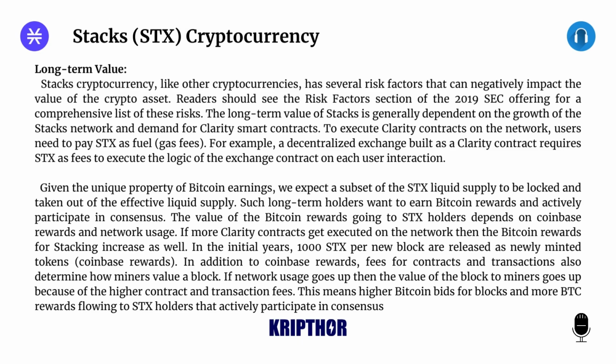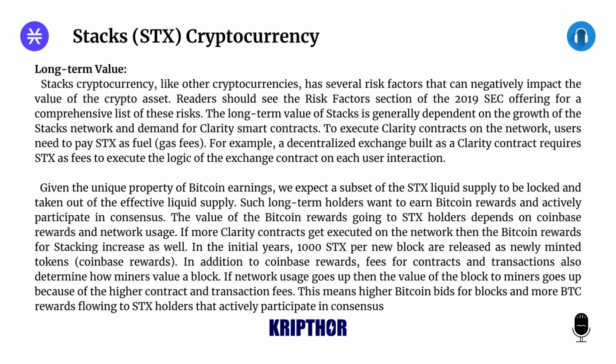Given the unique property of Bitcoin earnings, we expect a subset of the STX liquid supply to be locked and taken out of the effective liquid supply. Such long-term holders want to earn Bitcoin rewards and actively participate in consensus. The value of the Bitcoin rewards going to STX holders depends on A. Coinbase rewards and B. Network usage. If more Clarity contracts get executed on the network, then the Bitcoin rewards for stacking increase as well.